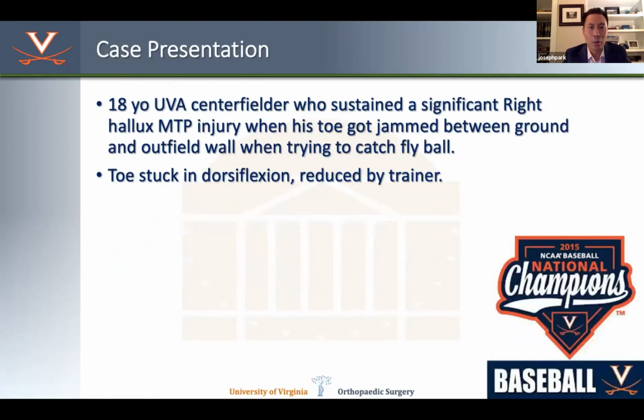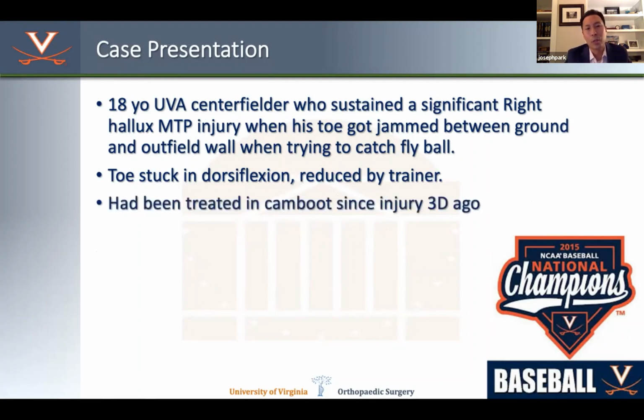So I'd like to do another case presentation. This was an 18-year-old UVA center fielder who sustained a significant right hallux MTP injury when his toe got jammed between the ground and the outfield wall while trying to catch a fly ball. His toe got stuck in dorsiflexion and was reduced by the trainer. He was treated in a cam boot since that injury. I saw him 3 days after the injury, and he had a lot of swelling.